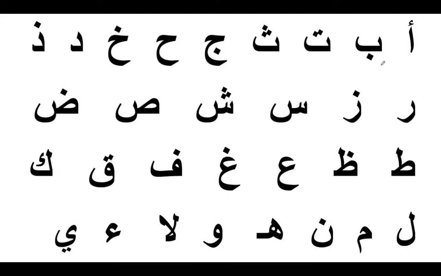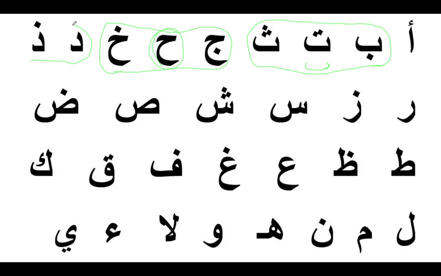So the first group here I see is letter ba, ta, and tha. They share a common stem structure, and I'm going to write that down over here below in green. That is this structure that they share. That's the parent structure there. Then you have letter ha, letter ha, and letter jim. This is the second group, and they share this common stem structure, right? Then you see dal and letter dal. Both of them share this structure here.